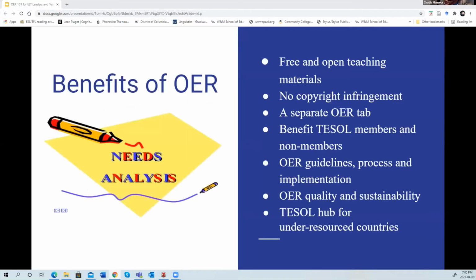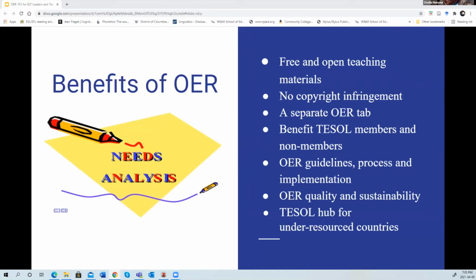So what are the benefits of OER? There are very numerous benefits here. English language teachers, mainly in under-resourced communities, need free and open teaching materials that are easy to locate, easy to access, and easy to edit to fit their own context and needs. They need to be able to do so without fear of copyright infringement. And a separate OER tab would mostly benefit members and non-members globally.